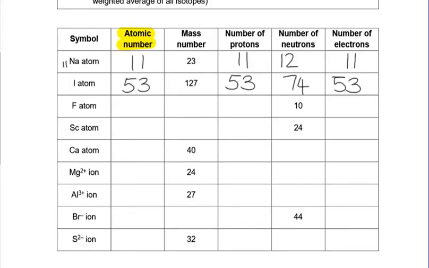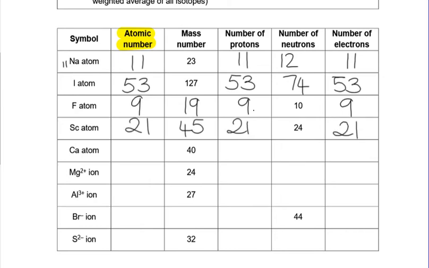So for iodine, you should have got atomic number 53, so protons is 53, 127 minus 53 is 74, and given that it's an atom, if there's 53 protons, there's 53 electrons. And then for the fluorine, you look it up in the periodic table, it's element number 9, and given that it's element number 9, it has 9 protons. But because we've been told that there's 10 neutrons, we're going 10 add 9 is 19 to get the mass number. And because it's an atom, electrons match protons.